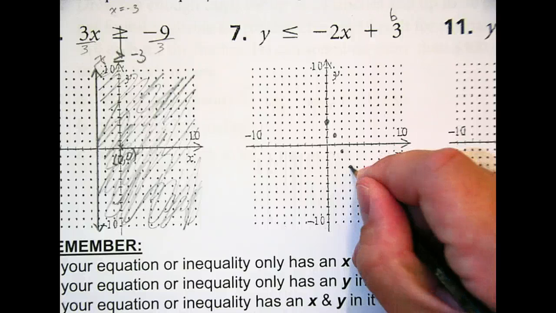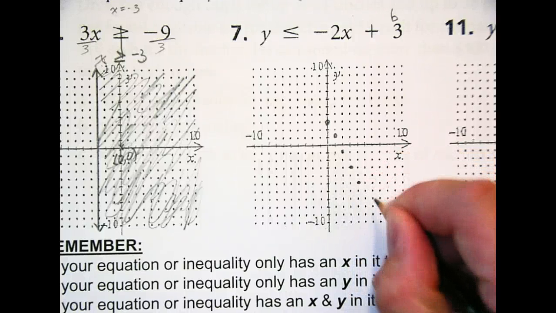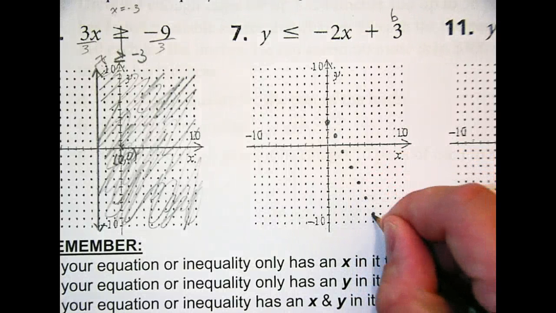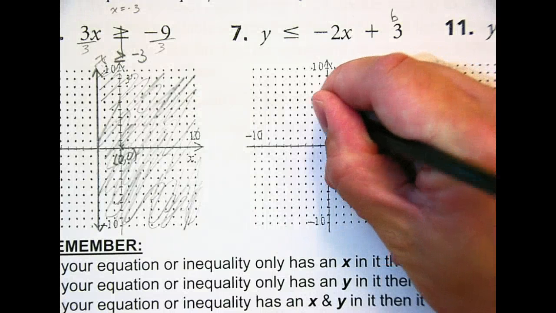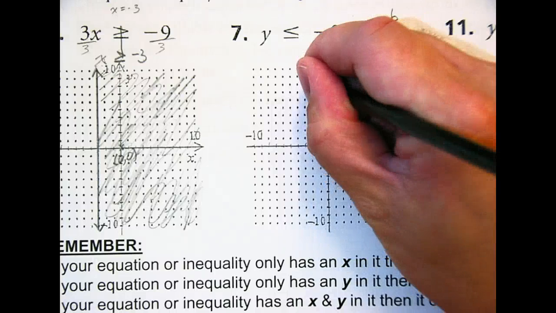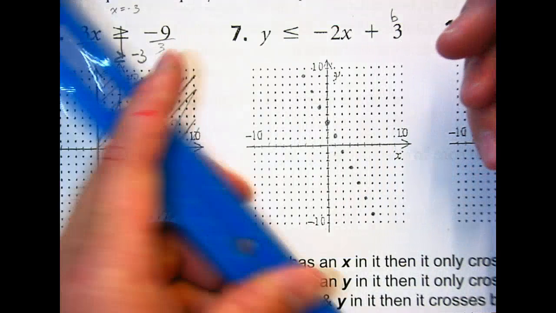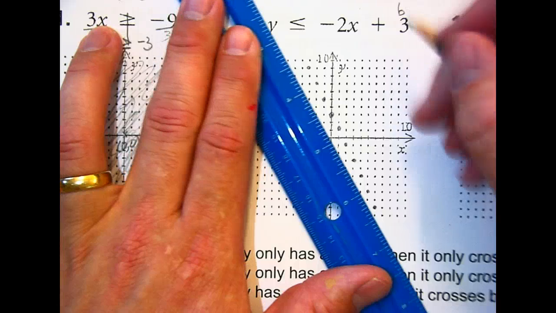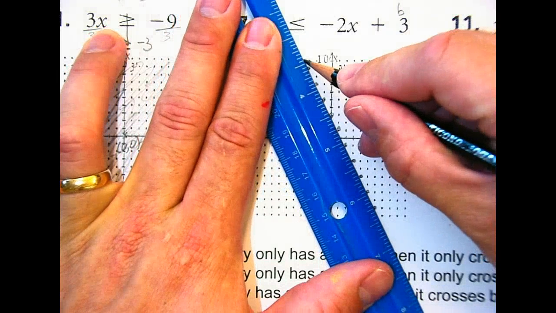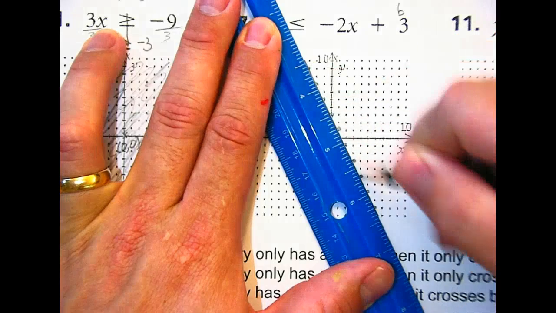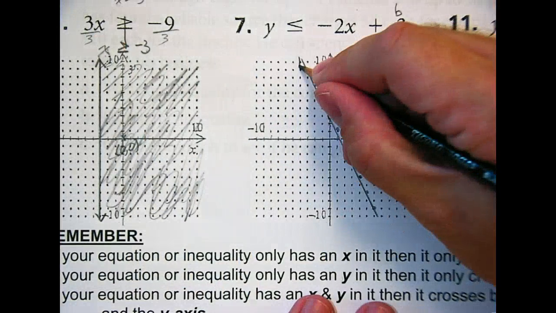Okay, and we keep doing that. You have to make every point that will fall on this graph accurate. If it's going to intersect the grid in a perfect spot, then you need to make it accurate. Solid or dashed? It's solid because it's got that "or equal to" piece in there. So solid. Got our arrow.